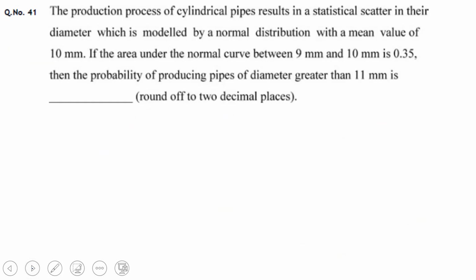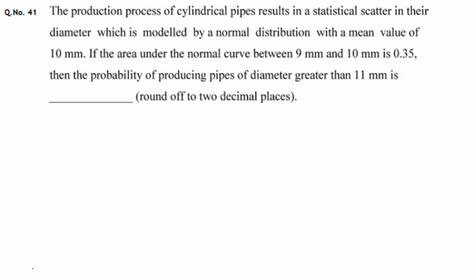The production process of cylindrical pipes results in a statistical scatter in their diameter, which is modeled by a normal distribution with a mean value of 10 mm. If the area under the normal curve between 9 mm and 10 mm is 0.35, then the probability of producing pipes of diameter greater than 11 mm is. Okay, so this is a very good question.